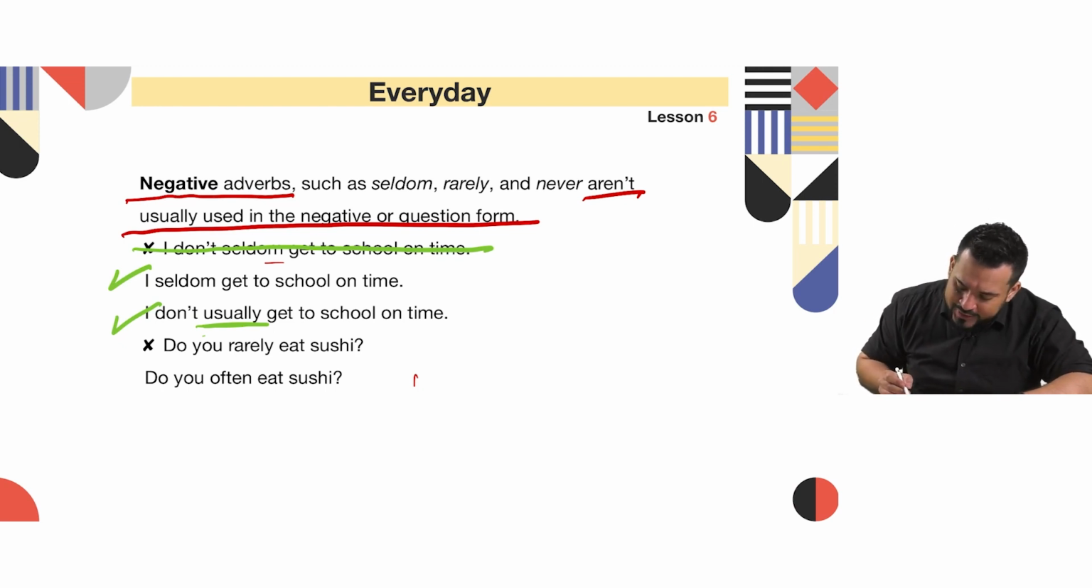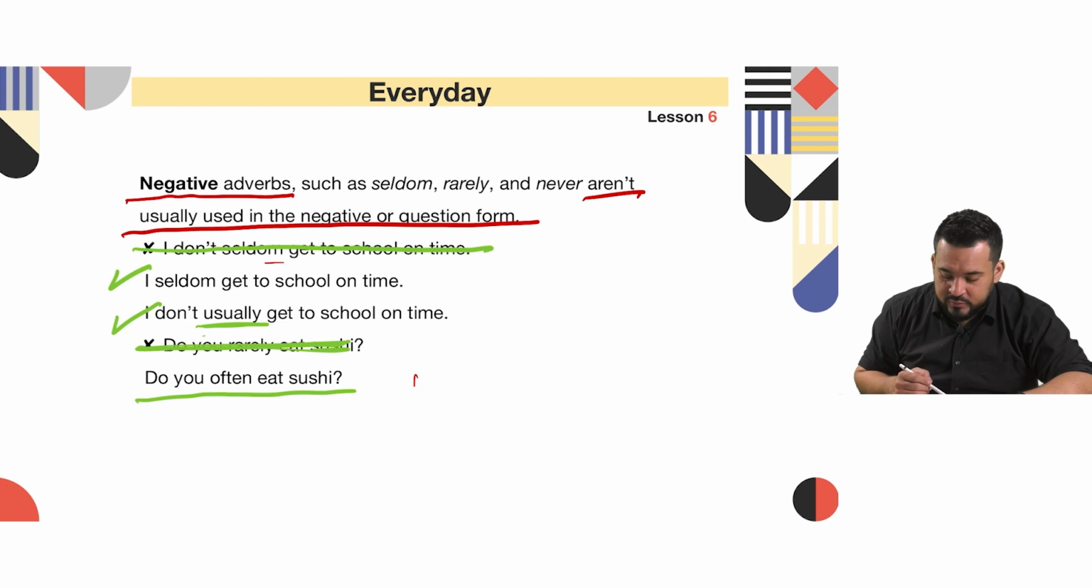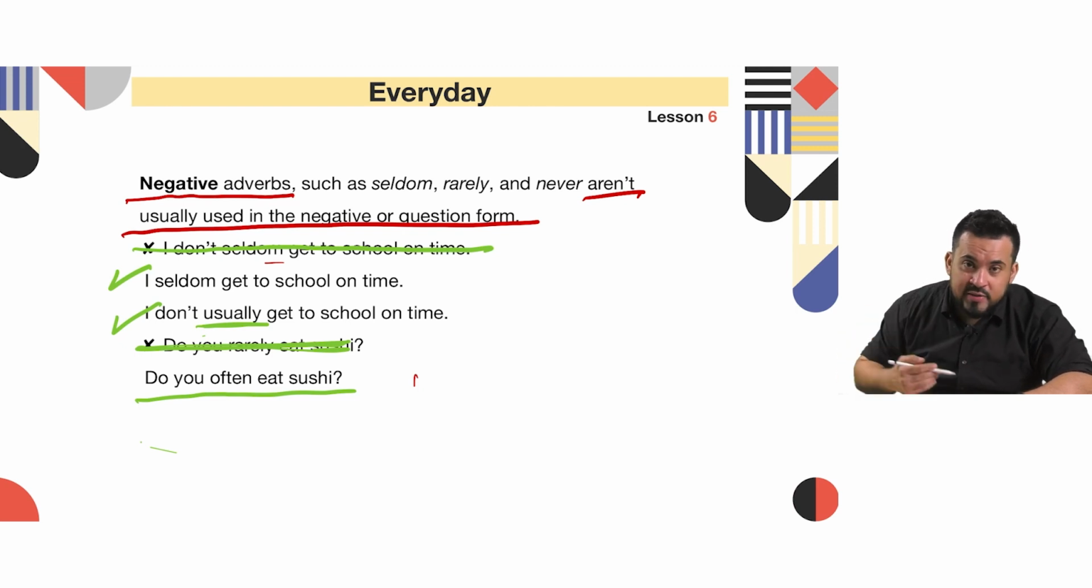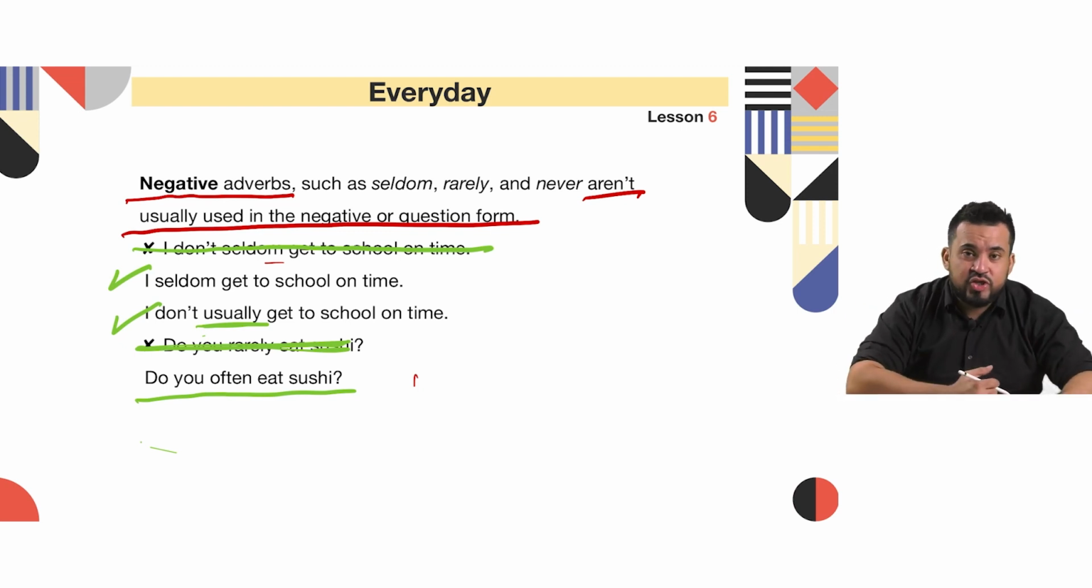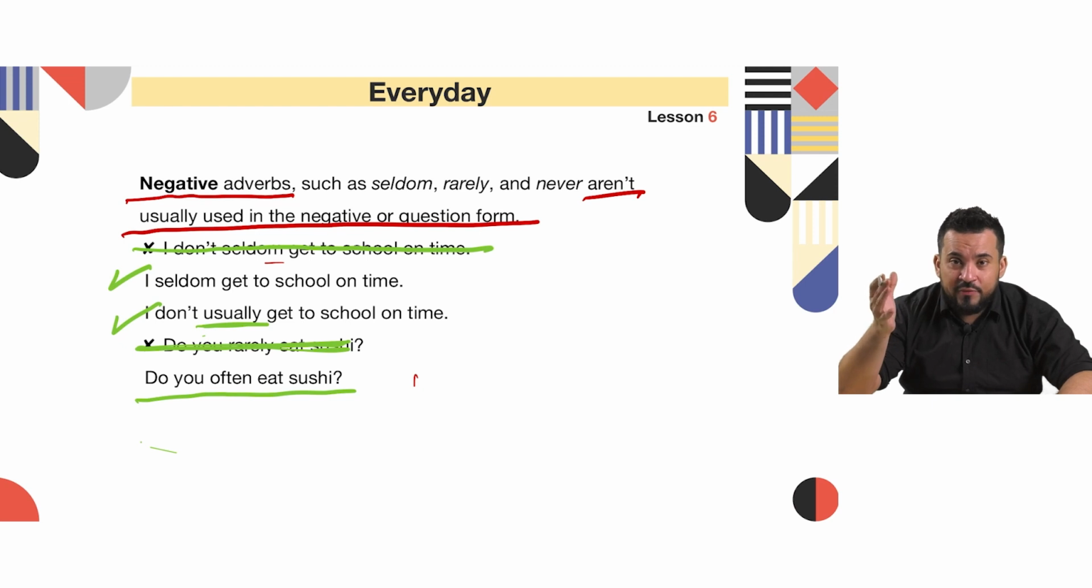Do you rarely eat sushi? This is incorrect. Do you ever eat sushi? Okay, this is question form. We don't use rarely, which is a negative adverb, in question forms, but we use positive adverbs like often, always, frequently, regularly. Do you regularly eat sushi? Do you always eat sushi? But we don't use the negative form of the adverbs.